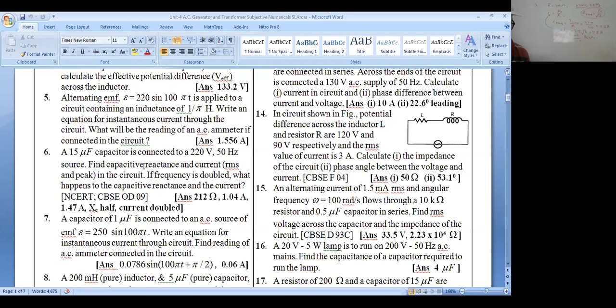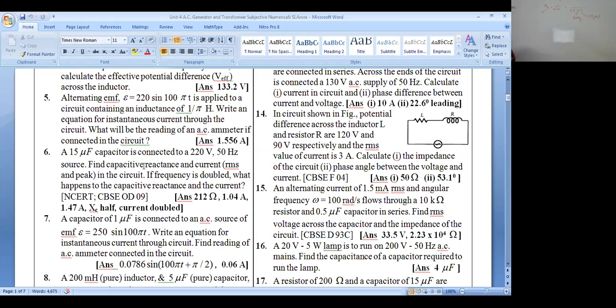What is capacitive reactance? Capacitive reactance is Xc equals 1 by omega C. Omega can be written as 2 pi times frequency. The frequency is given here as 50 Hertz. And C is given in the question as microfarad, 10 to the power minus 6. So this way you can find Xc easily.